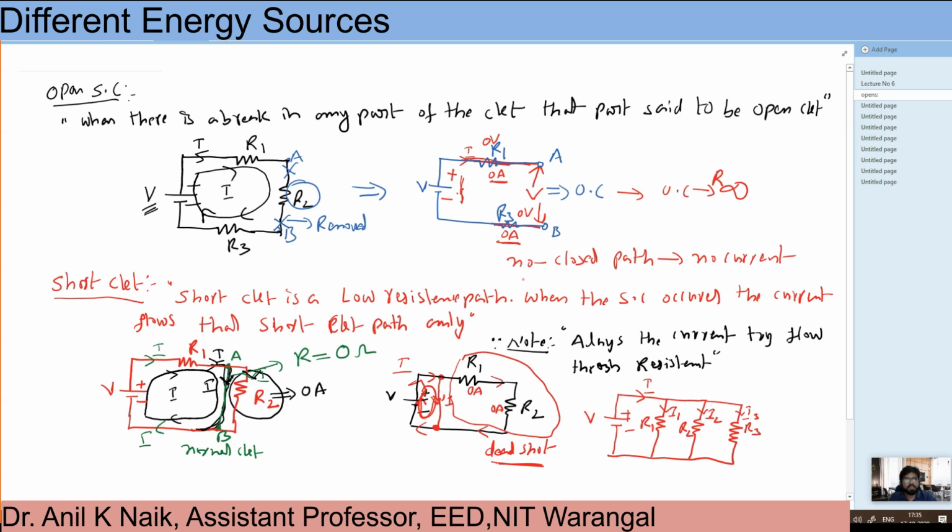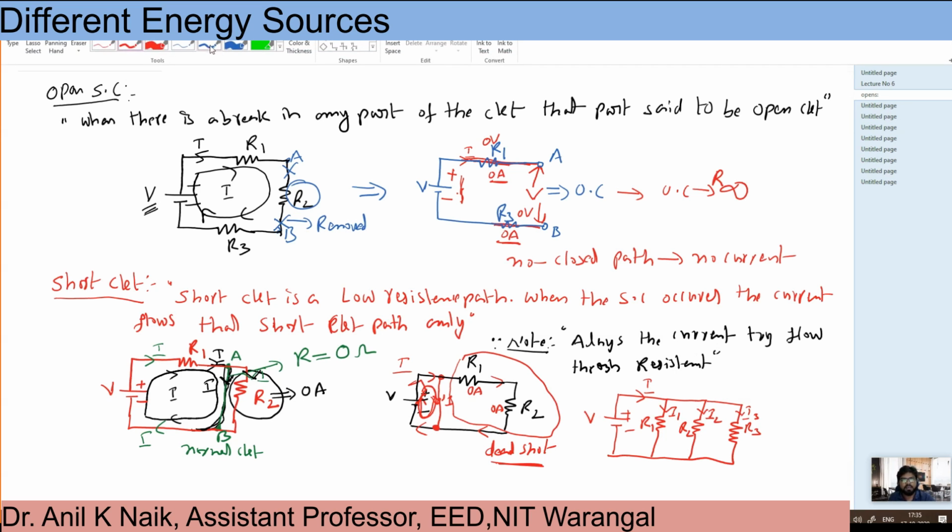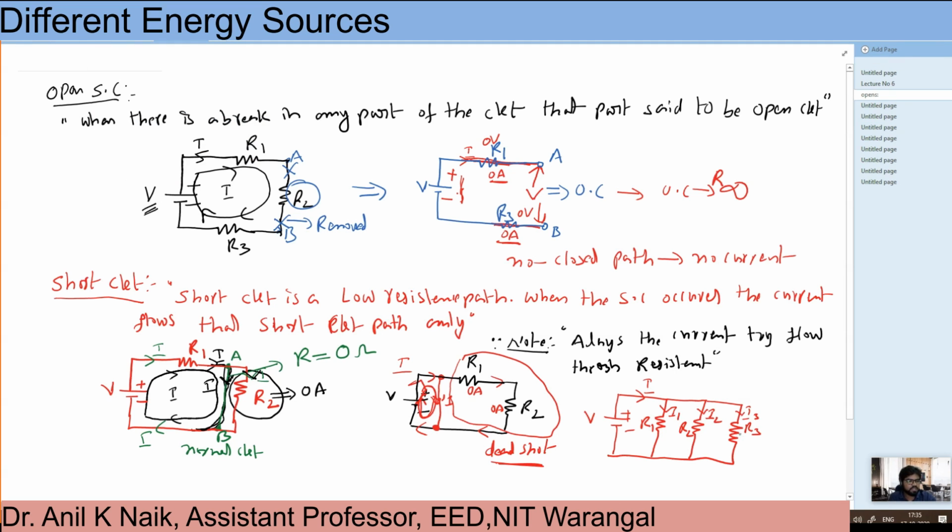I want to take this network, and if in the middle of this network, in the third resistor R3, in the middle of this R3 resistor, from this point I make a short circuit like this, then this short circuit is called partially short circuited. Partially short circuited.